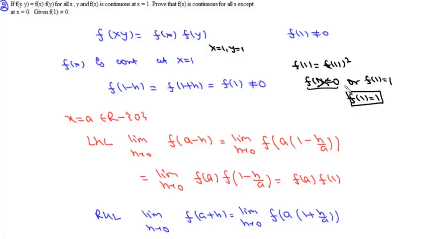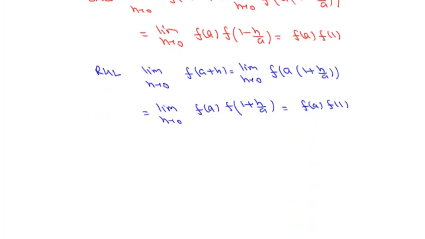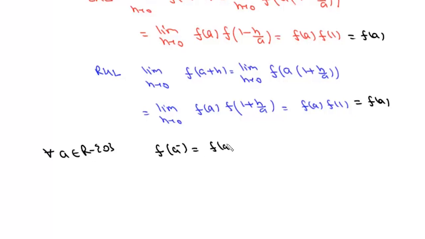Now if we put f(1) is 1, then this is f(a) and this is also f(a). So for all the points a which are R minus 0, f(a-) is equal to f(a+), and will be equal to f(a). That means this function is continuous for all such a's.